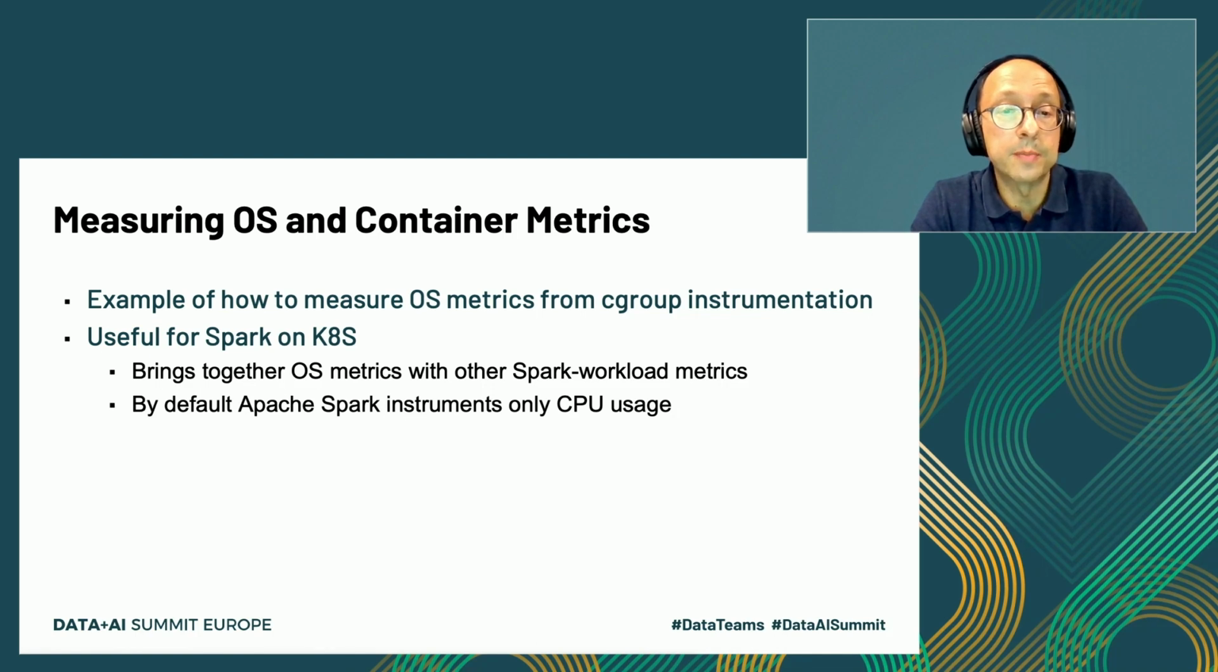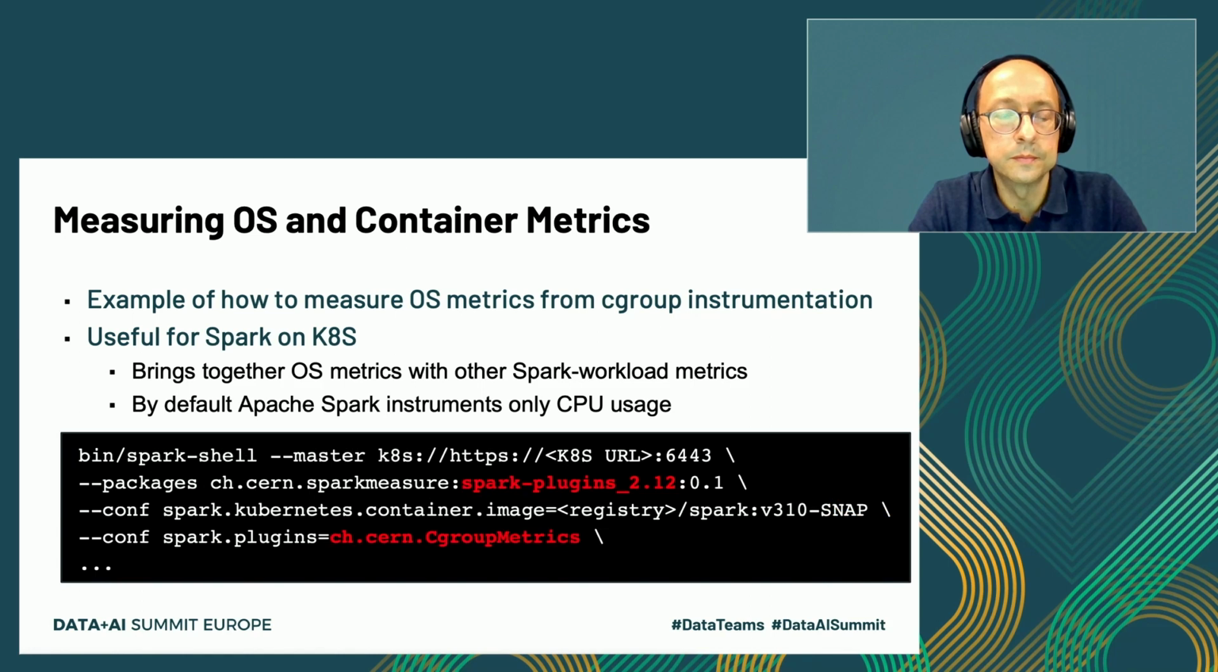By default, Apache Spark only instruments the JVM CPU. So this is how you would run this plugin to measure Cgroup metrics. Again, I'm referring to this package. Anyway, you need to put the jars that contain the code of the plugin in the container used by Kubernetes. And then you have to specify which plugins you want to run. In this case, it is the Cgroup metrics plugin.